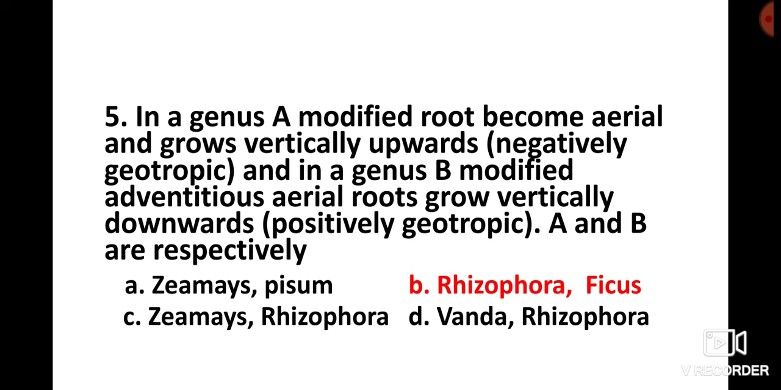Question number 5. In a genus A, modified root become aerial and grows vertically upwards, that is negatively geotropic. And in a genus B, modified adventitious aerial roots grow vertically downwards, that is positively geotropic. A and B are respectively. Right answer is B. Rhizophora and ficus.